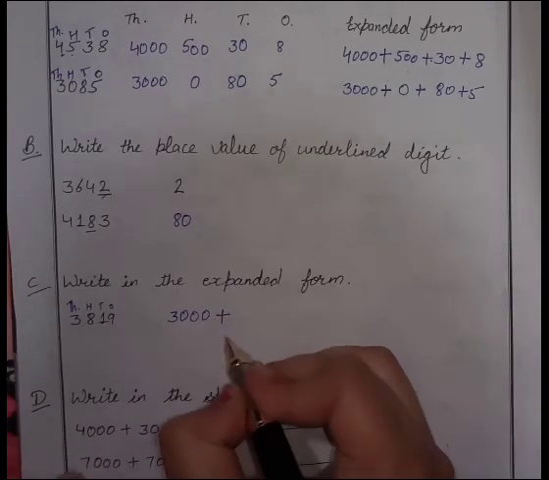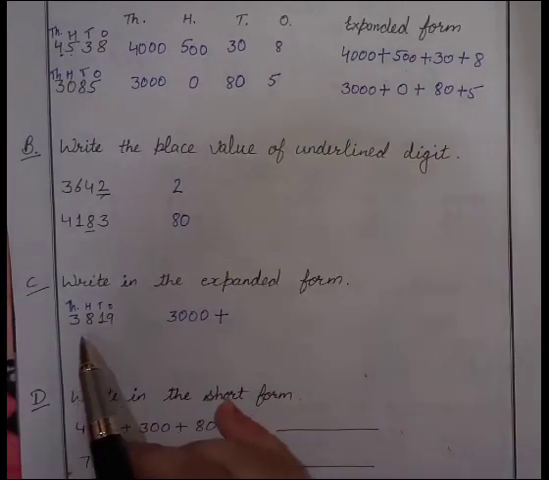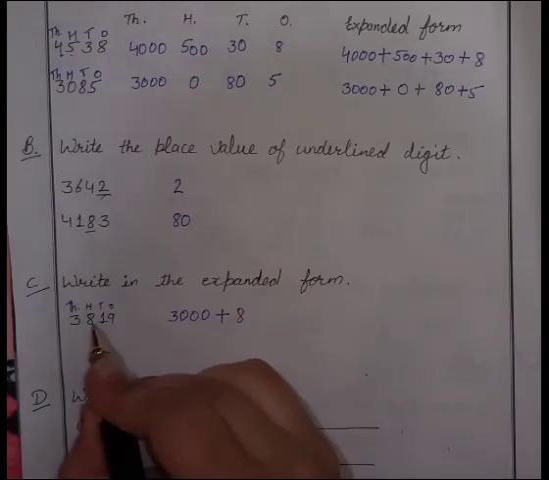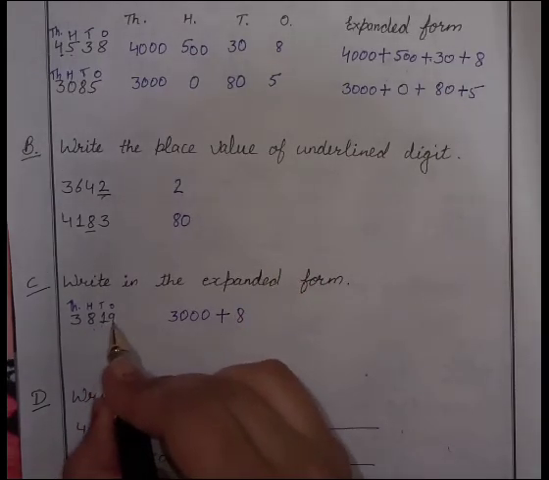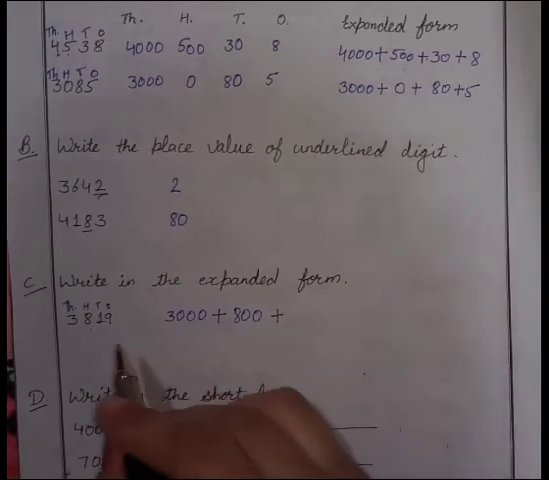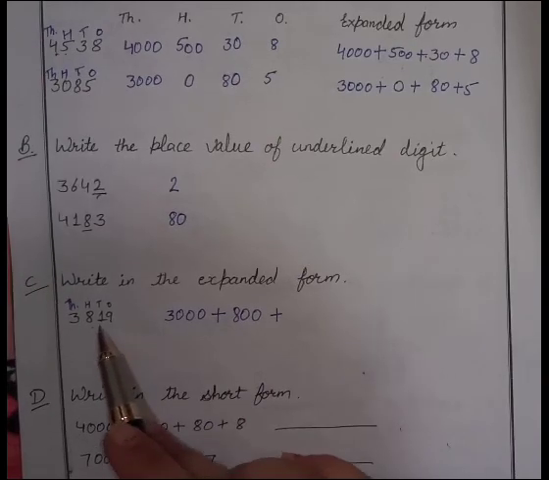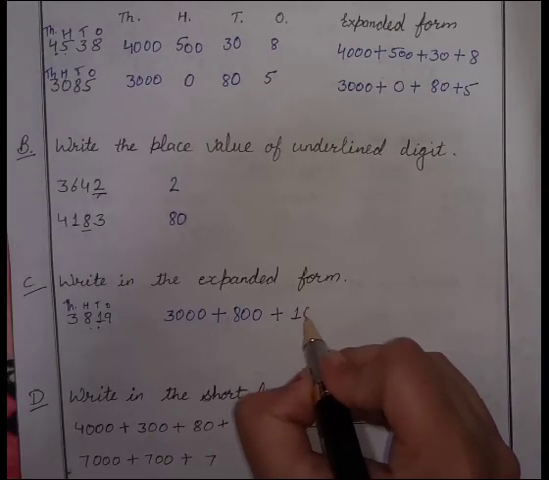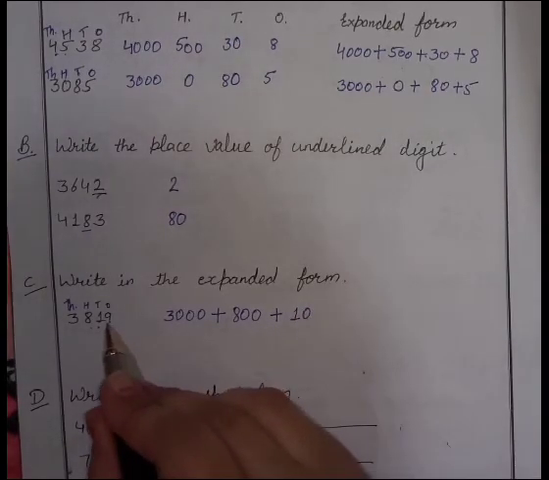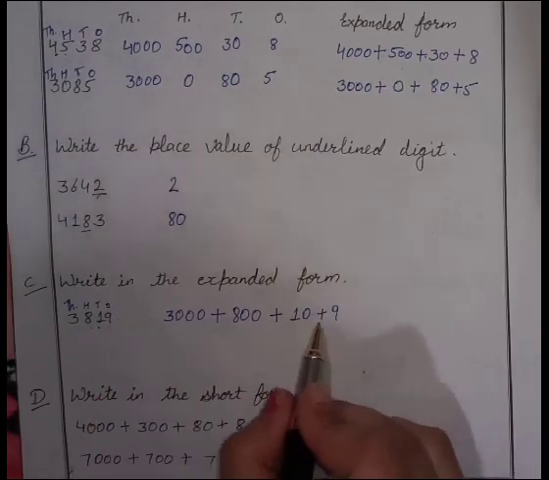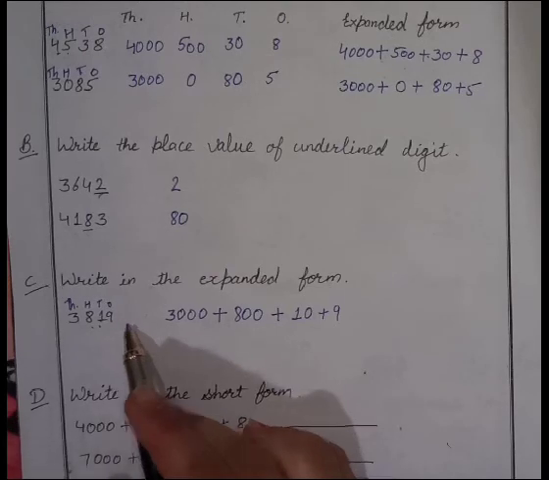Then plus. Then the next digit is 8. Count the number of digits after 8. 1, 2. 2 digits are there. Now our next digit is 1. Count the number of digits after 1. Only 1. So we will write 1 0 only with 1. Our last digit is 9 and nothing will come with 9 because no digit is there after 9.